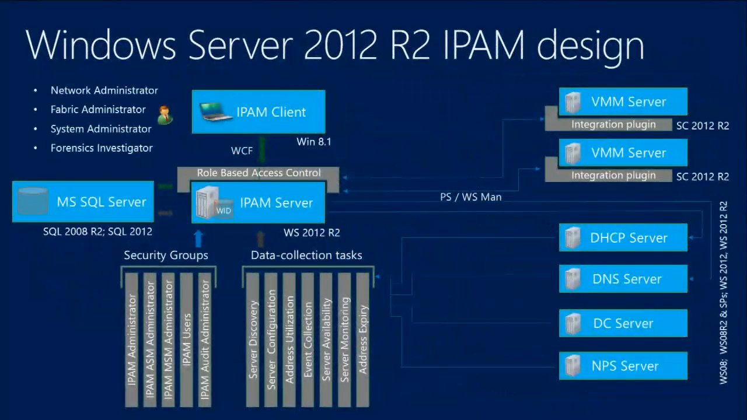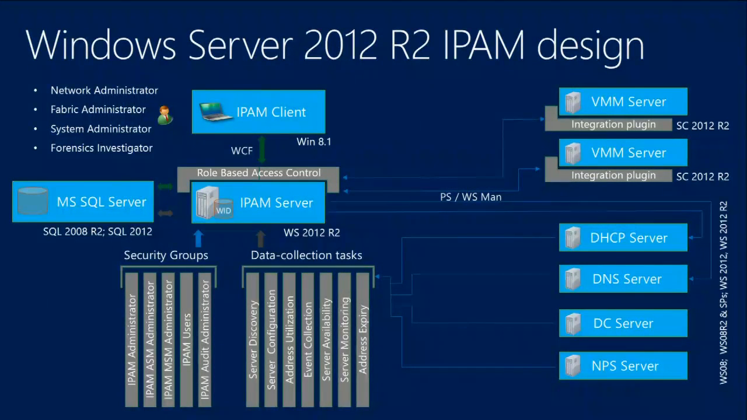Okay, so let's just take a minute to look under the hood at the architecture. Some of you who might have attended IPAM sessions before might recognize this diagram. So you have an IPAM server, which is the core of the IPAM system. The clicker works. And you can manage that IPAM server via IPAM client, which you can install on Windows 8.1 using RSAT. And that talks to the IPAM server using Windows Communication Foundation Protocol.